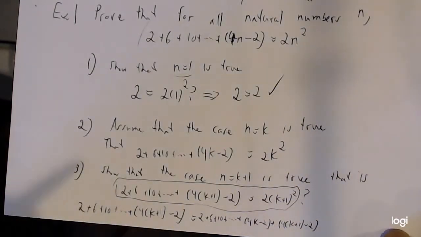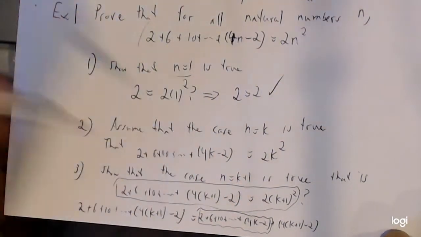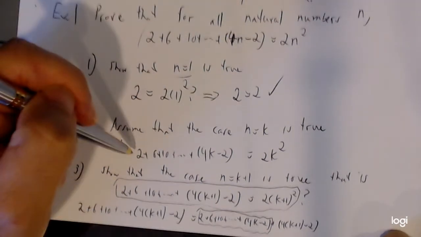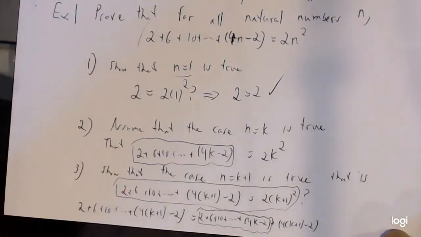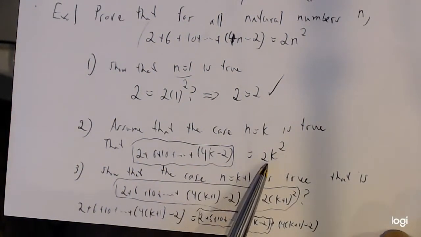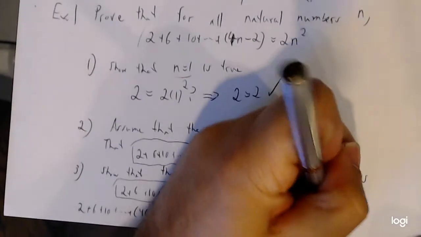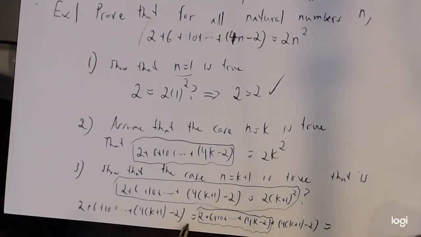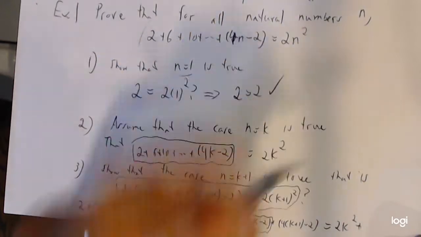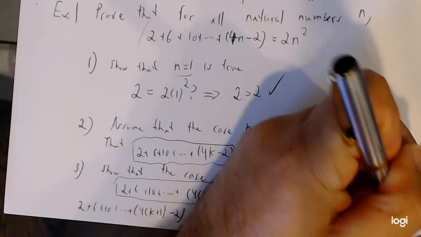So why did I do that? Now here's where the beauty of it all comes in. Notice how all of this that I just boxed is the same thing as what we had in step 2. And what is it that I'm saying in step 2? I'm saying, hey, anytime you see 2 plus 6 plus 10 all the way to 4k minus 2, that's the same thing as 2k squared. Now look at the beauty of this. That uncertainty is now gone, because I could say, this I know equals 2k squared. So this is going to be 2k squared, plus now I also have the 4 times k plus 1 minus 2.